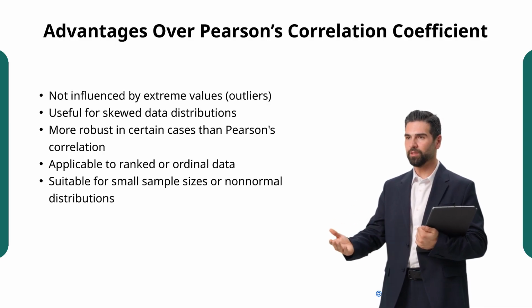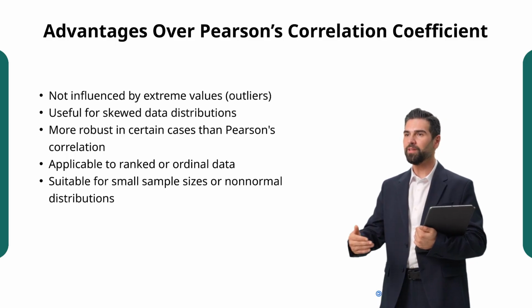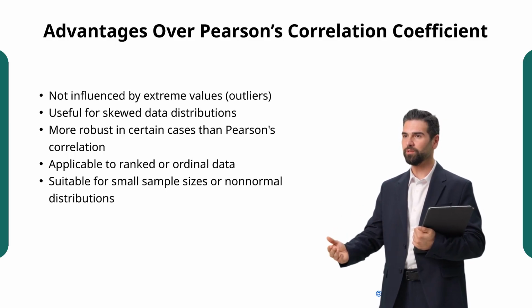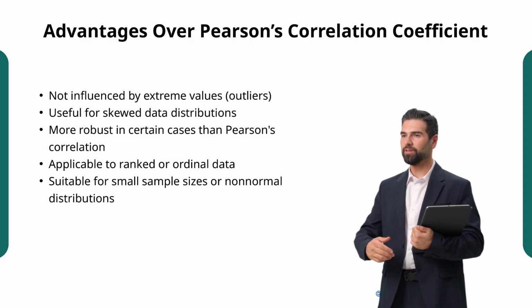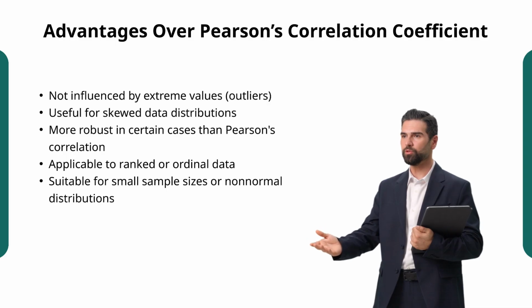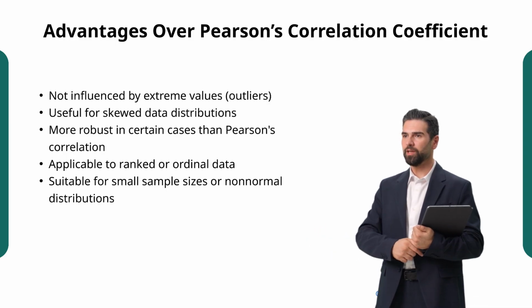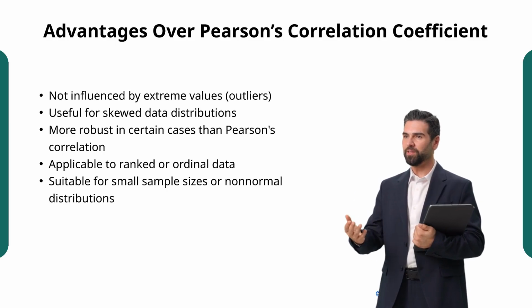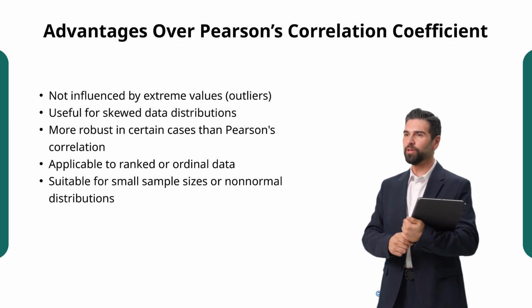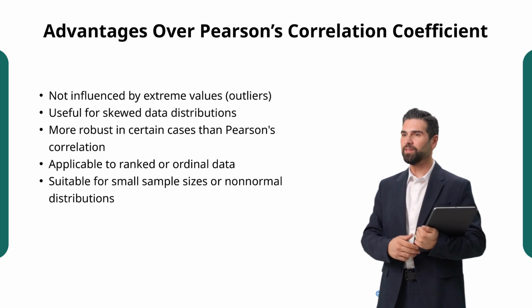Additionally, Spearman is beneficial in situations where the data is skewed, in other words, where the distribution is not symmetrical. It works brilliantly even with small sample sizes or when data doesn't meet the normal distribution assumptions. This makes it a versatile tool for researchers and analysts across different fields. So remember, while Pearson and Spearman have their place, knowing when to use each method enhances your analytical toolbox.